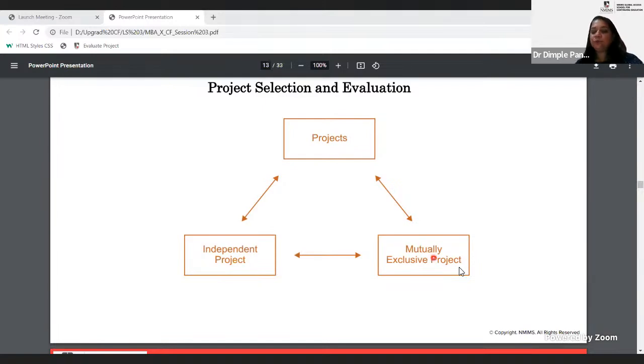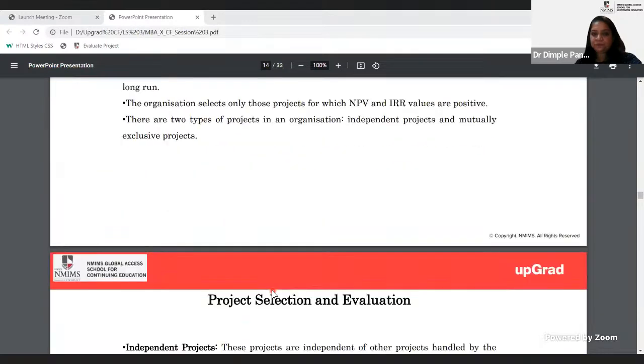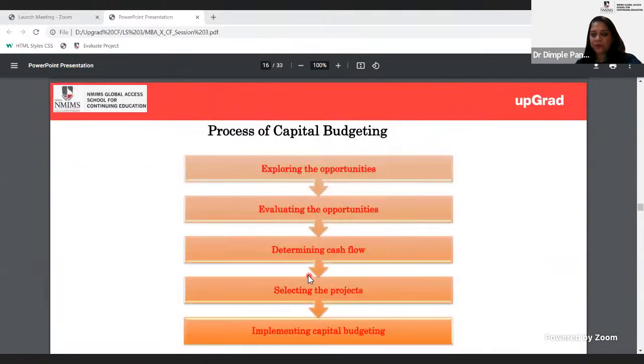Fine. So mutually exclusive, you select project A, you cannot select project B and vice versa. Independent, it can happen that you can select both project A as well as project B. That is what has been explained here.